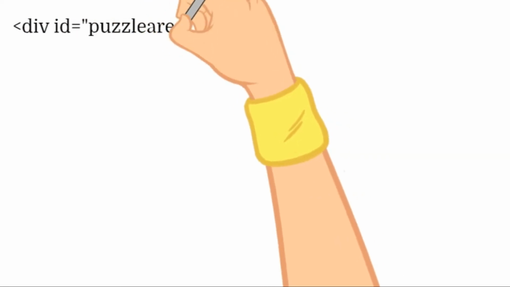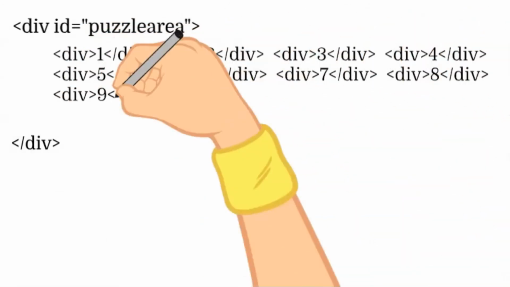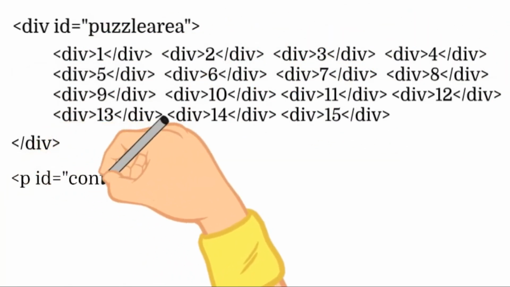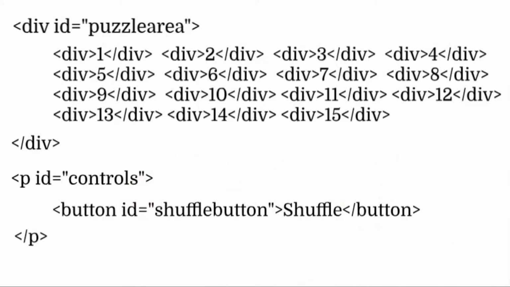Here is the HTML code. You will create a parent div with ID puzzle area. This ID will be used by CSS or JavaScript to define styles and manipulate processing. Below is the button Shuffle to disorder the pieces and start a new playing session for users.